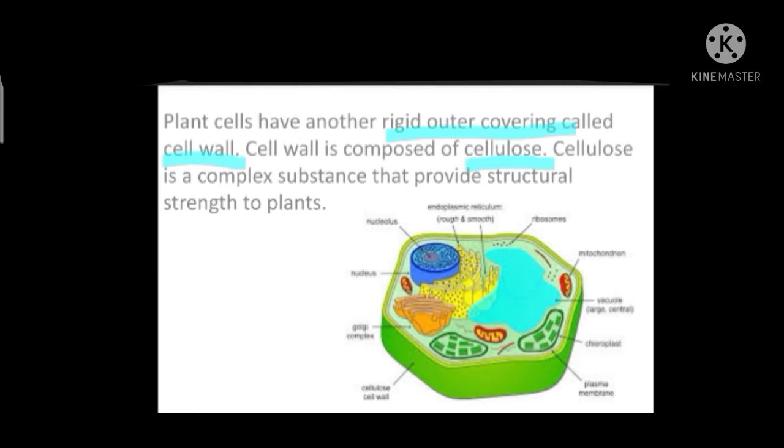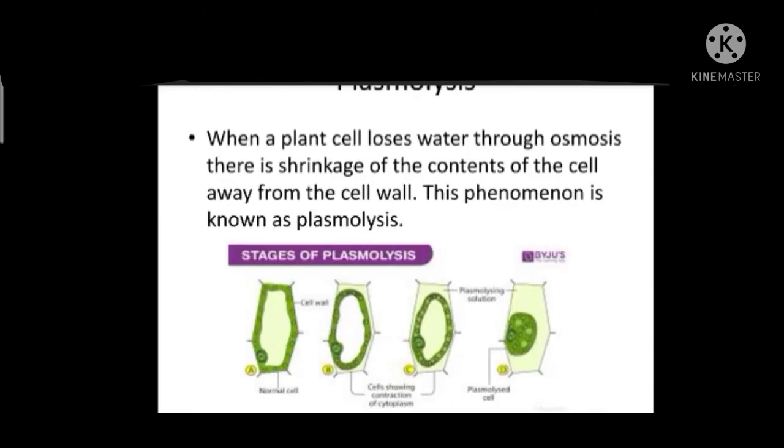Now what is cellulose? It is a complex substance, a complex sugar that provides structural strength to the plants. So what is cellulose? Cellulose is a complex substance, or we can say it is a complex sugar that provides structural strength to the plants. Now we can see what is plasmolysis.